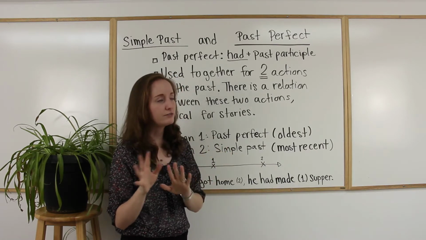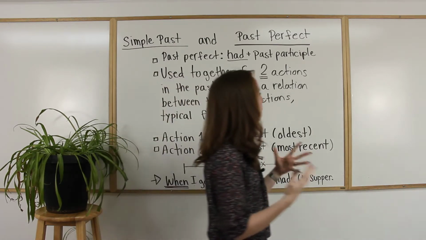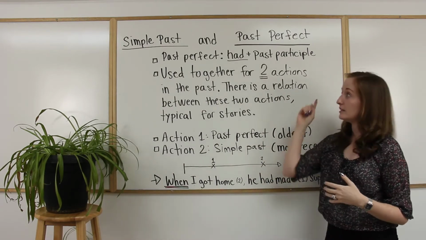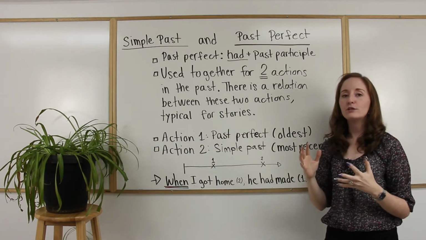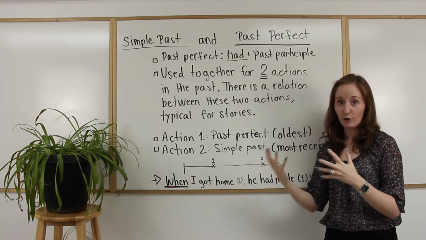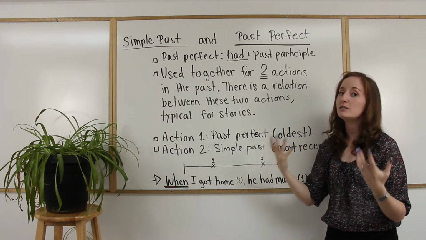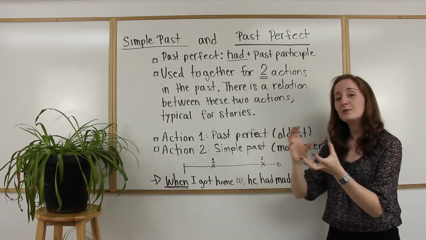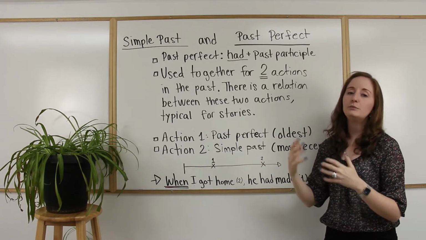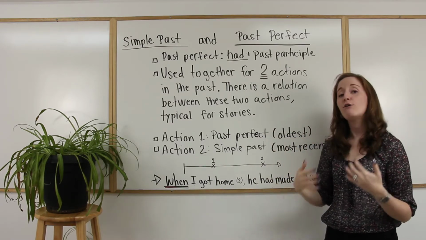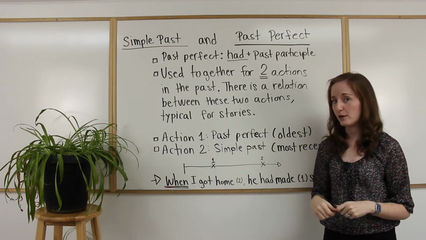It is relatively simple. Now, for the definition of when and how to use these two verb tenses, it is important to remember that the simple past and past perfect verb tenses must be in the same situation because they are both in the past and there is a relation or a connection between these two actions. And they are typical for stories or scenarios.